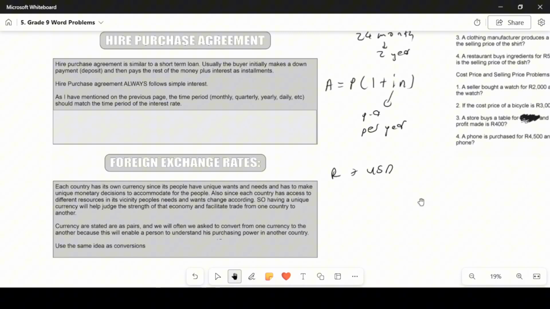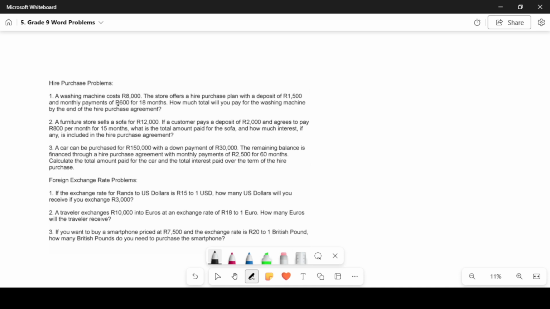Okay, so let's work with problems and conclude the section. A washing machine costs 8,000 Rand. The store offers a hire purchase plan with a deposit of 1,500 and a monthly payment of 600 for 18 months. How much total will you pay for the washing machine by the end of the hire purchase agreement?